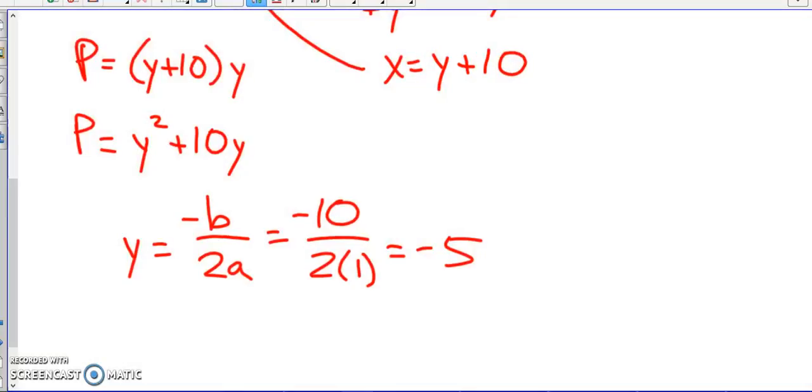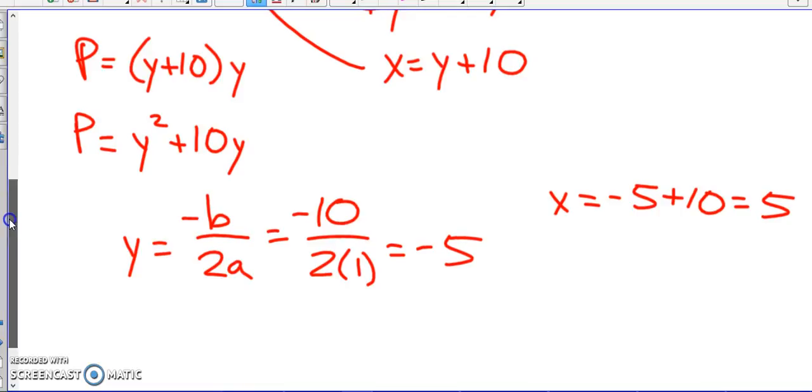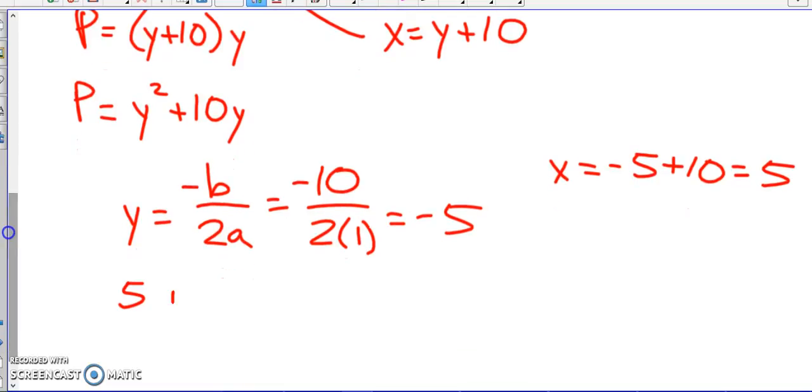So x would be negative 5 plus 10, which is 5. So the two numbers are 5 and negative 5. And to get the minimum product, all you have to do is multiply them together, right? So the product, or the minimum product, if you will, would be negative 25.